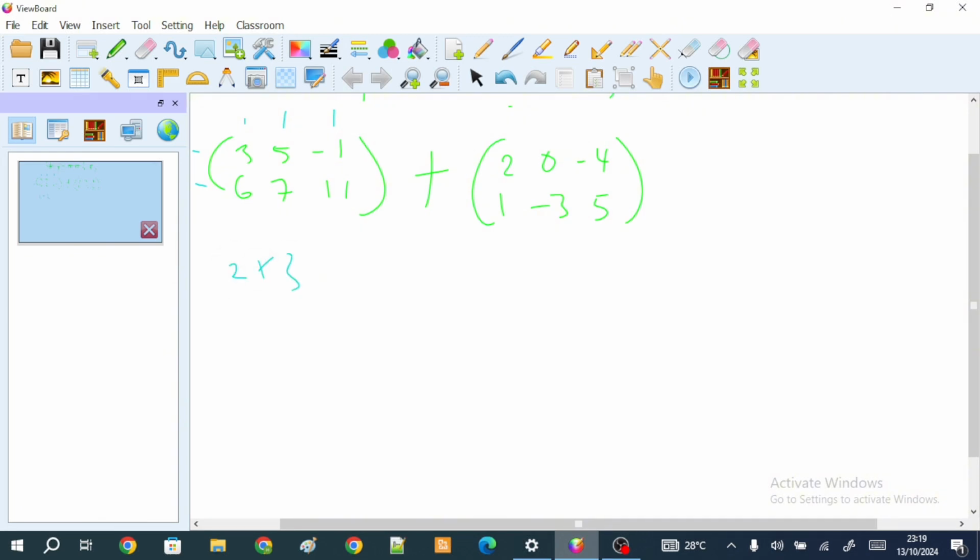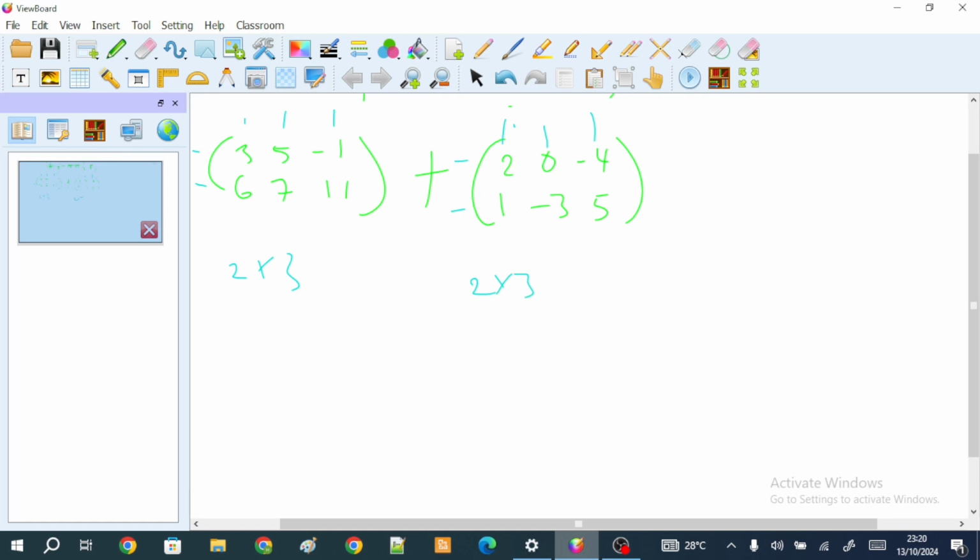In the second matrix, we have 1 row, 2 rows, that's 2, 1 column, 2 columns, 3 columns. So it's a 2 by 3 matrix. So both of these matrices have the same order. They are of the same order. So we can go ahead and add.